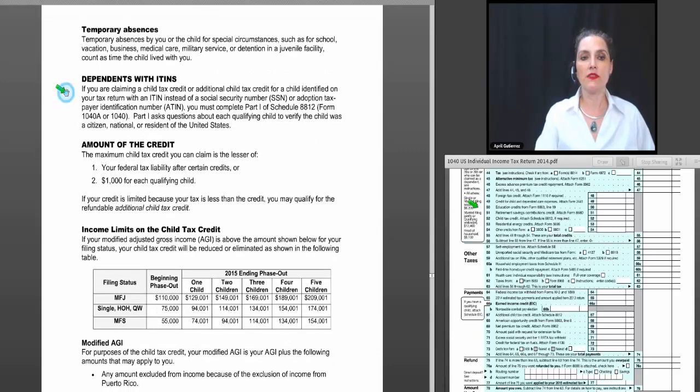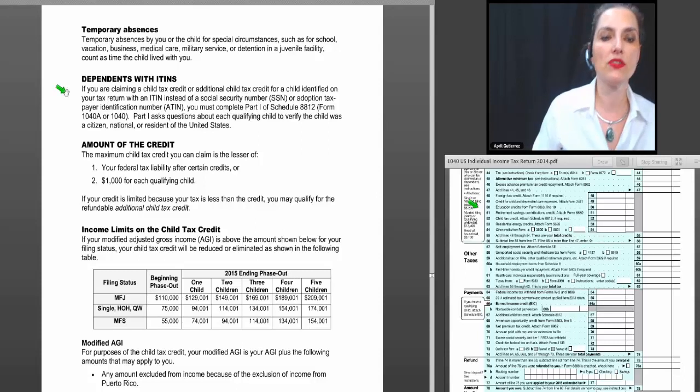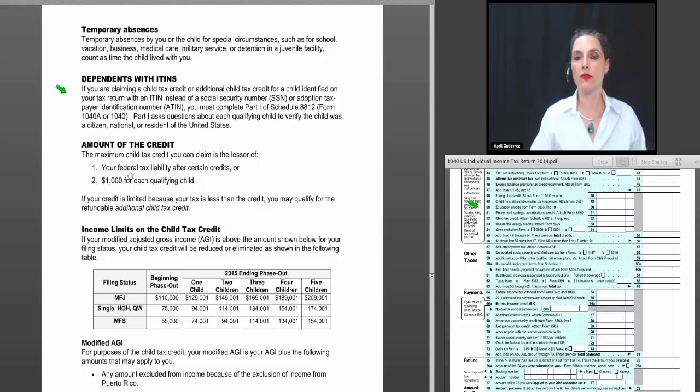Dependents with ITINs. If you are claiming a child tax credit or an additional child tax credit for a child identified on your return with an ITIN instead of a Social Security number or with an adoption identification number, then you must complete Part 1 of Schedule 8812. Part 1 asks you a question about each qualifying child to verify that the child was in fact a U.S. citizen, national, or was a resident of the United States. There were problems with people claiming the child tax credit for children living in Mexico, and that is not allowed.